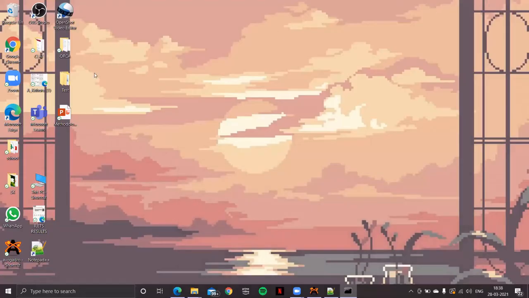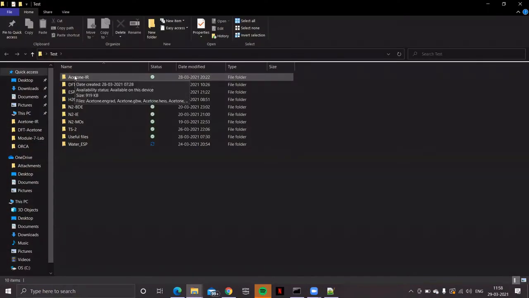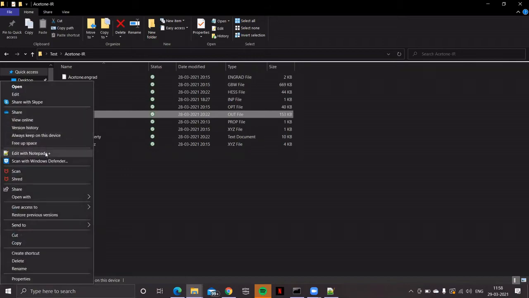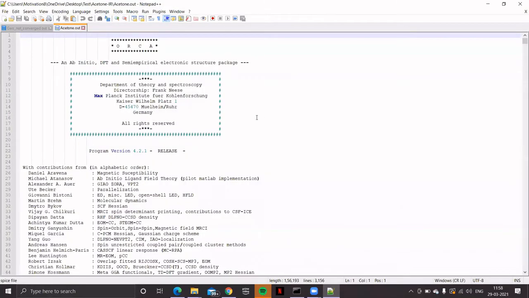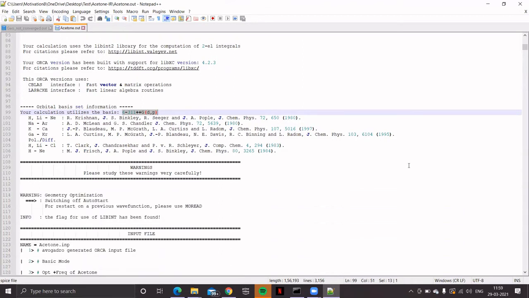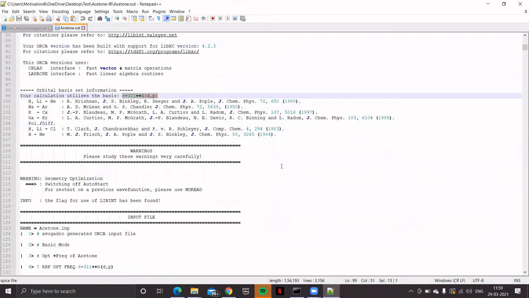Let's minimize this. Go to the desired folder. Then open the folder which contains all the output files. Now let's open the file with the extension .out in Notepad++. And now if I scroll downward, you'll see information regarding the basis set which we used for this particular job. This split basis set came from the group of John Pople. John Pople got the 1998 Nobel Prize for computational chemistry. And that's the description of the original paper.